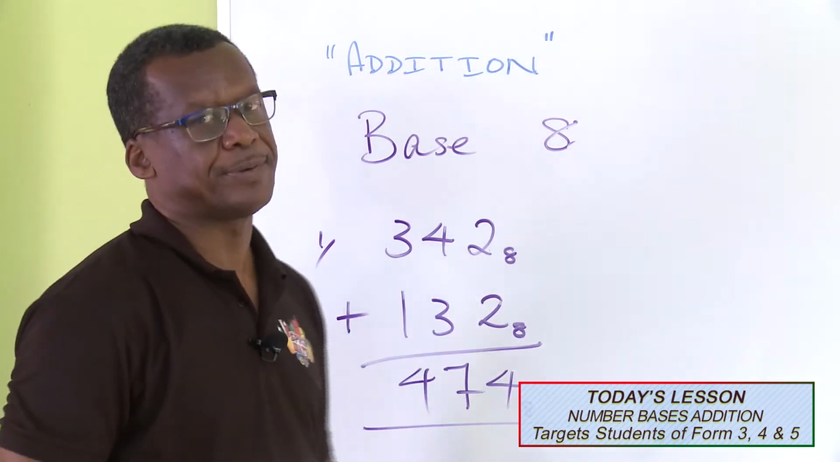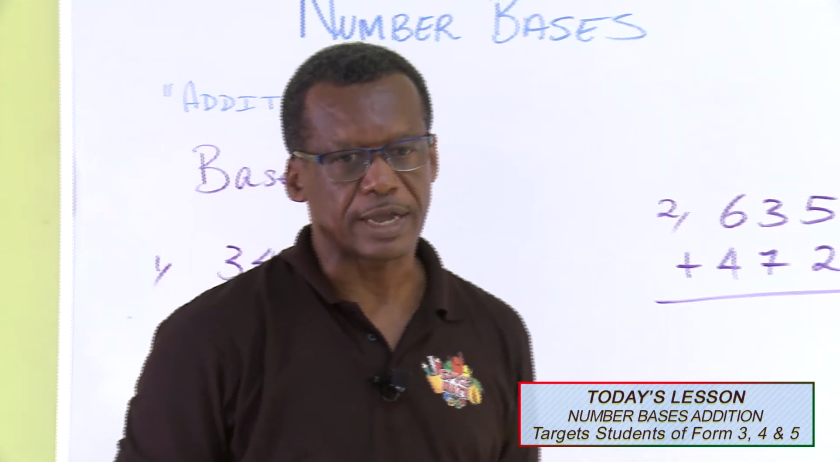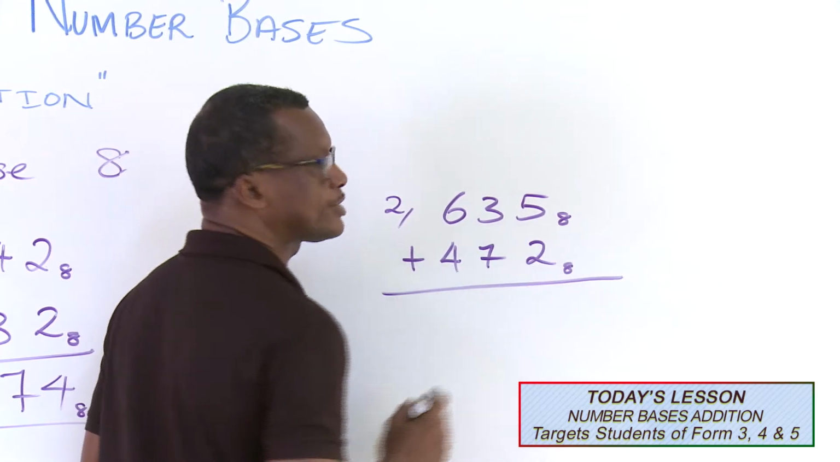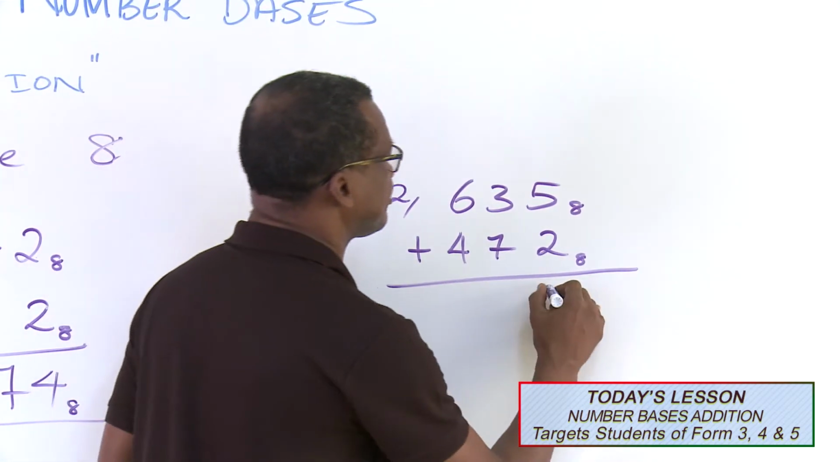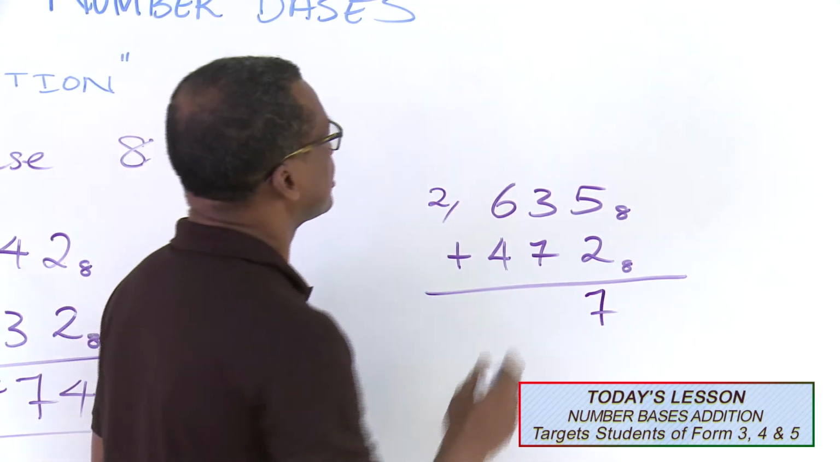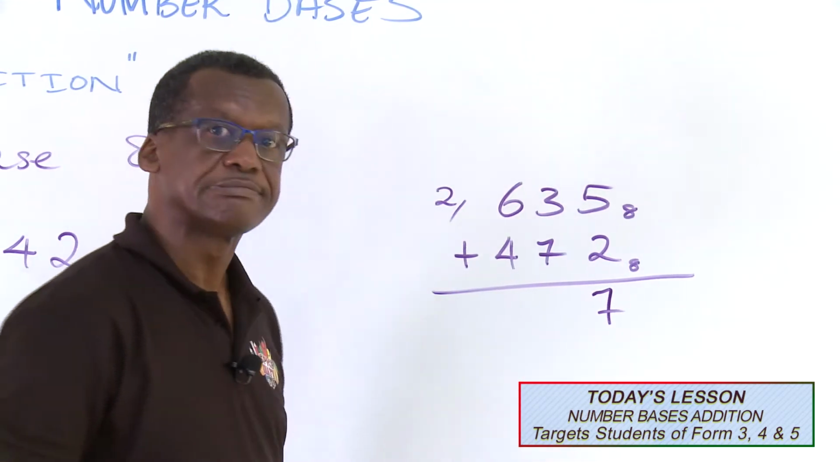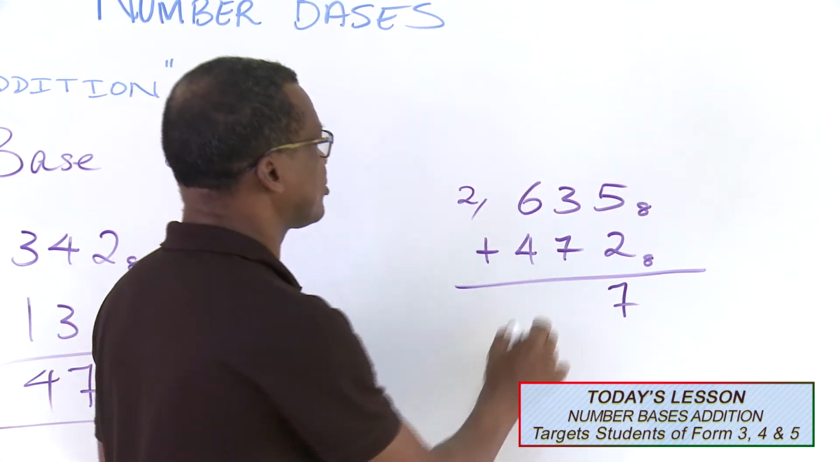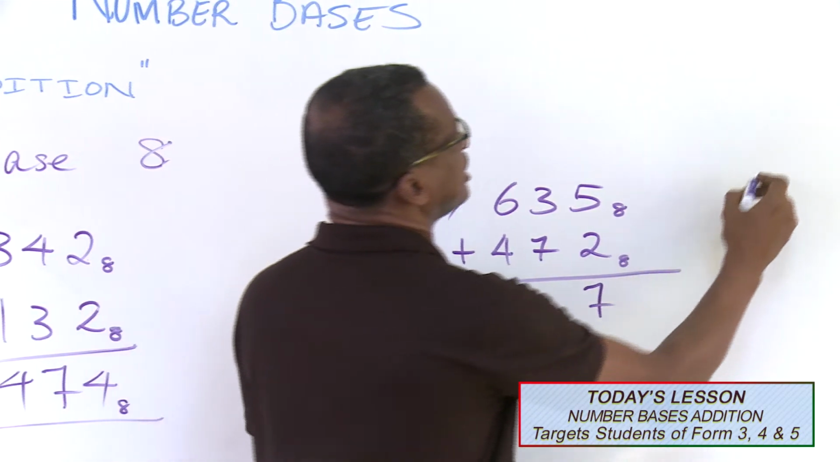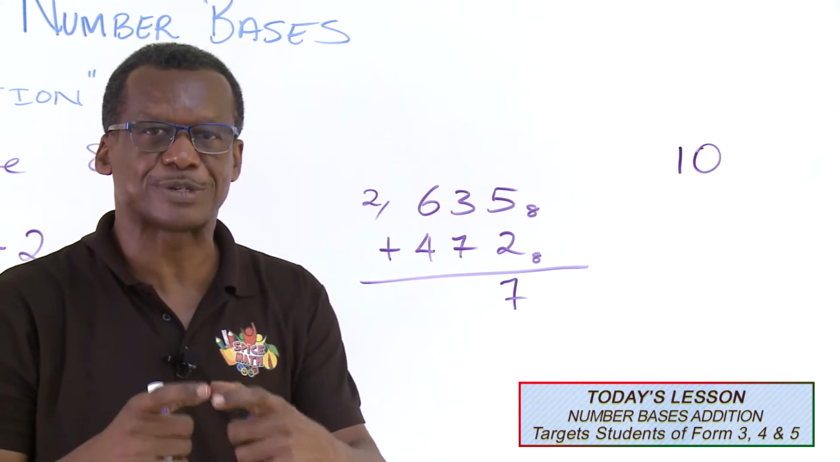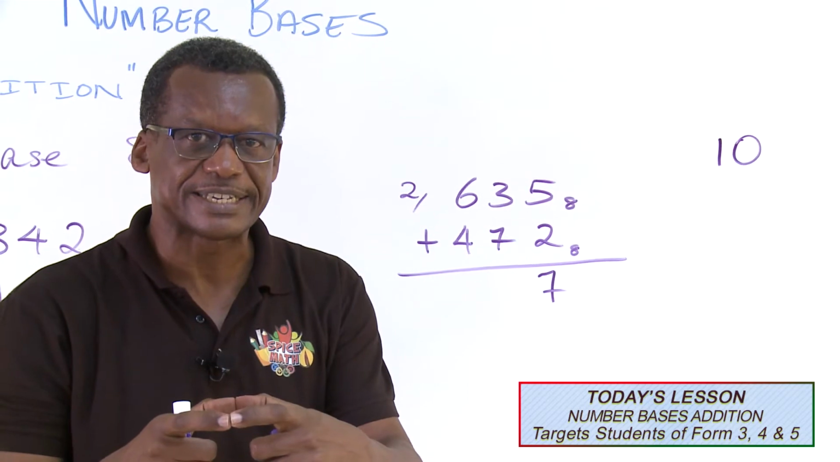Let's look at the second example. Let's add. 5 plus 2 are 7. So we can simply insert the 7 because it's less than 8. Next one. 3 plus 7 are 10. So we couldn't possibly write it down in that place here. We need to take the 10 to the side and break it up into groups of 8.